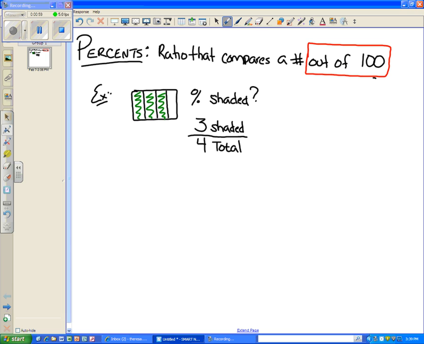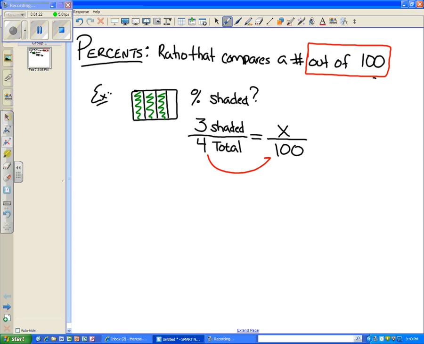So mentally I know that that is definitely more than 50%, because half of 4 is 2, and I know I have 3 parts that are shaded. And I know that the entire shape is not shaded, so it's definitely not 100%. So since I know that percents are always out of 100, I'm going to use a proportion.